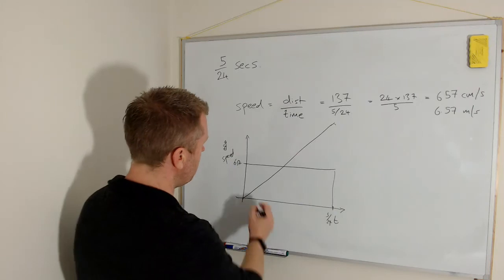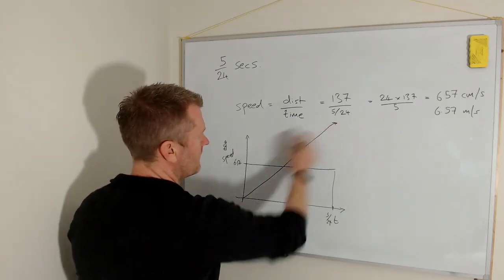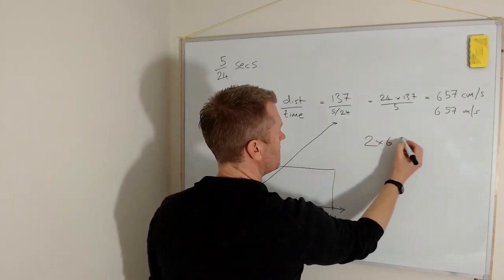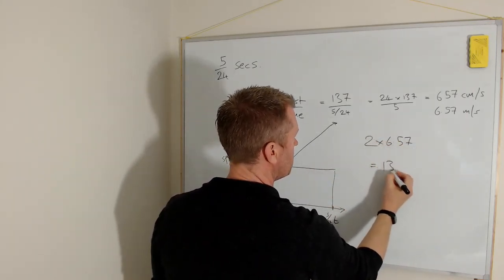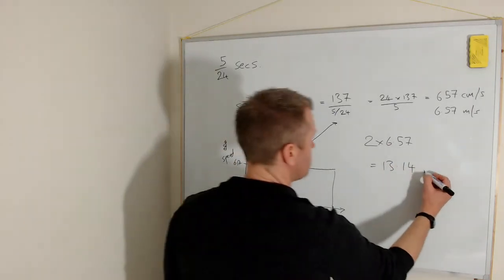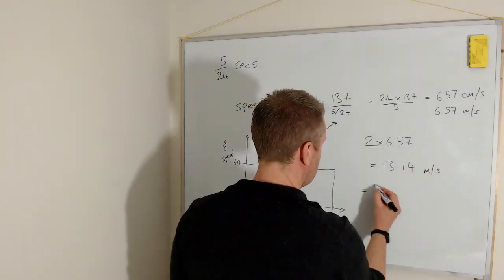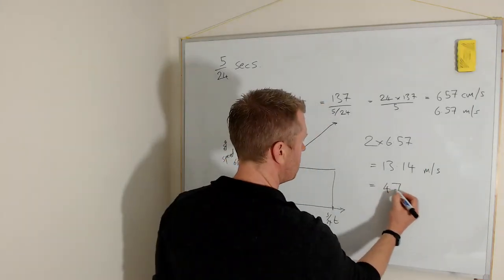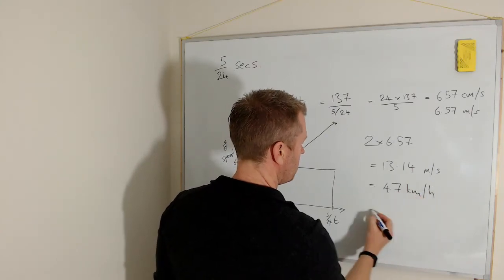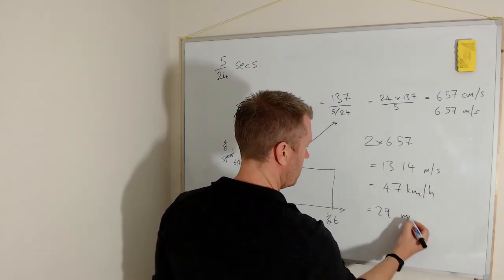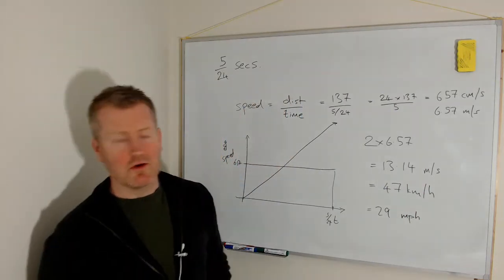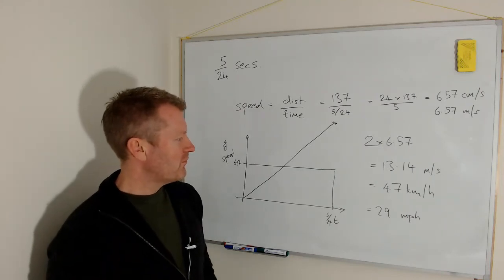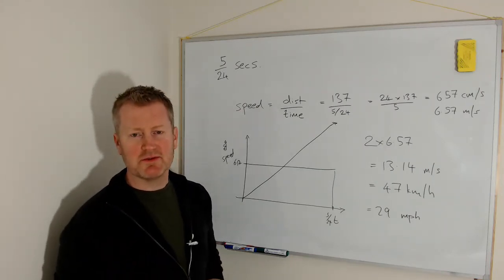So you can see that the final speed is twice the speed. So twice 6.57 equals 13.14. And that's meters per second, which in kilometers an hour is 47 kilometers an hour, equal to 29 miles an hour. And there's our answer. That's pretty fast, as fast as a car, right? I certainly wouldn't want to have been in Chris Rock's position at that point.